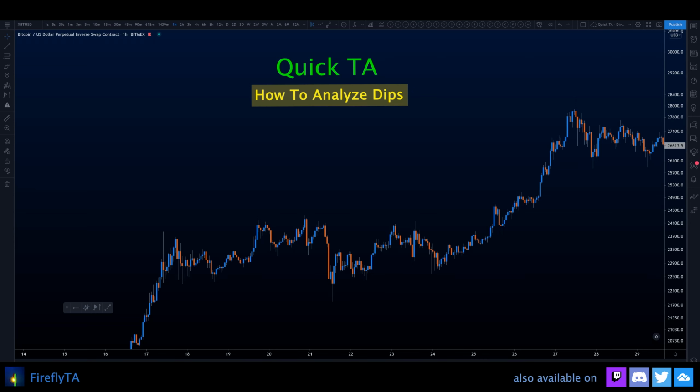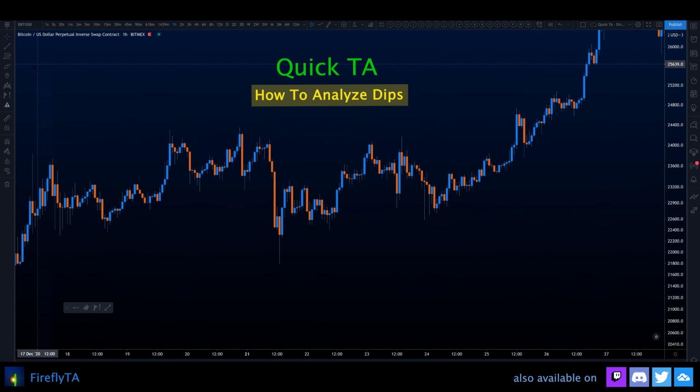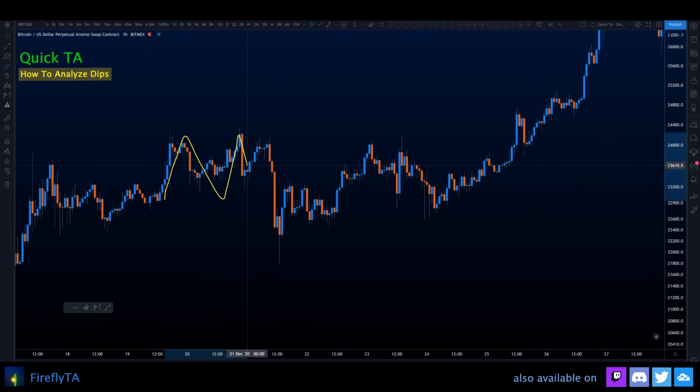Hi guys, and welcome to this quick TA session on how to analyze dip price action. We're going to take dips and see how price action can be analyzed in certain situations. For this, I take dips like these, for example, where you can see we have some price action happening, and then we have a dip. And this dip is usually bought, and we see sideways price action somewhere at the center of this structure.